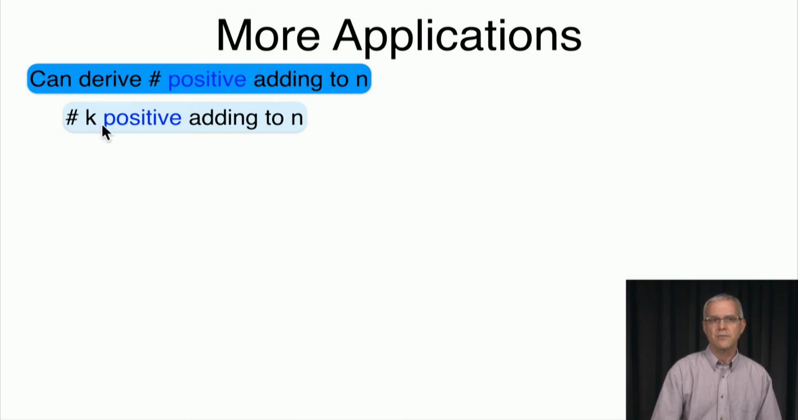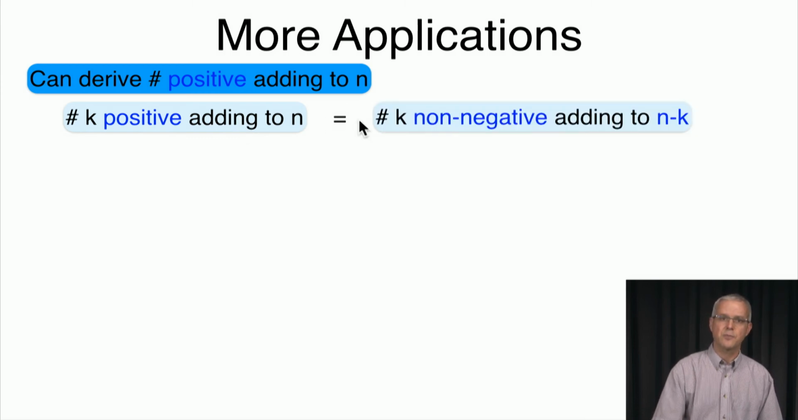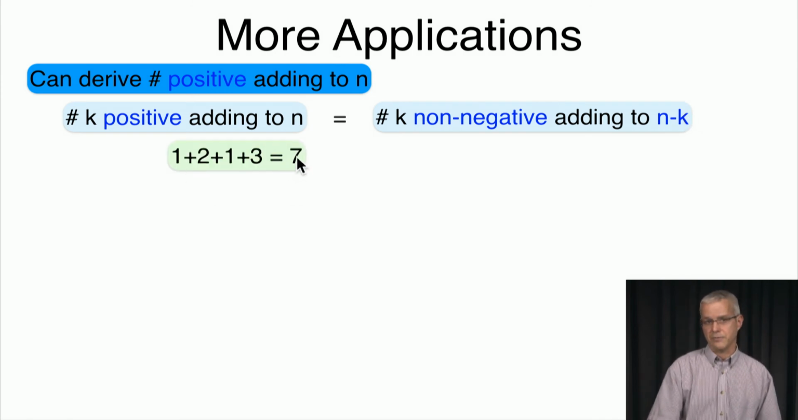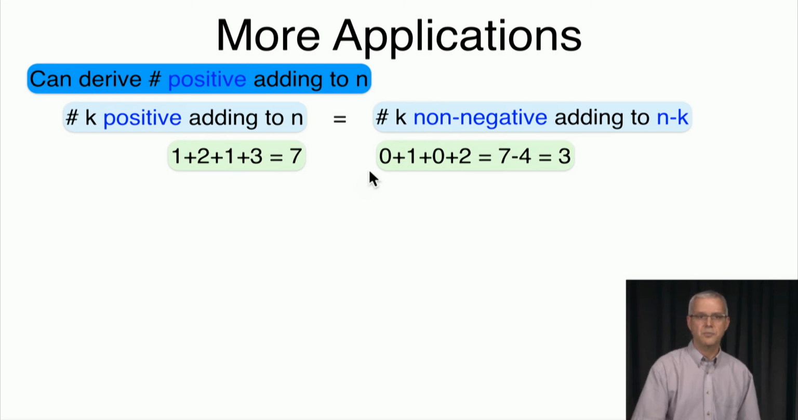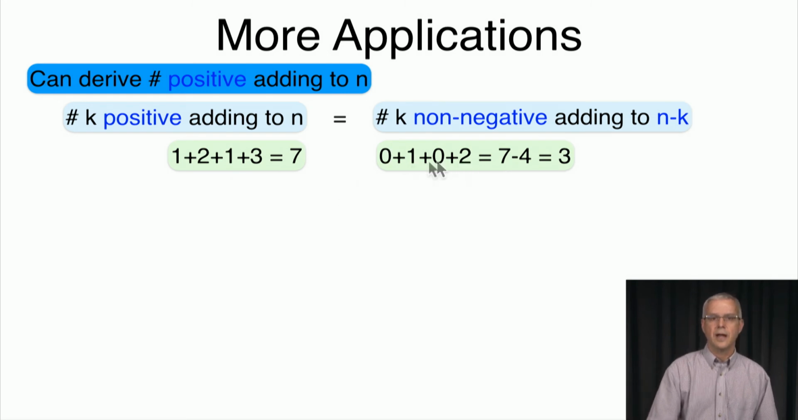That's because the number of sums of k positive integers that add to n is the same as the number of sums of k non-negative integers that add to n minus k. The reason is that if you have k integers that add to n, for example to 7, we can subtract 1 from each number. So instead of 1 plus 2 plus 1 plus 3, we're going to have 0 plus 1 plus 0 plus 2. We subtracted 1 from each of the k terms, here 4, so they'll add not to 7, but to 7 minus 4, which is 3.